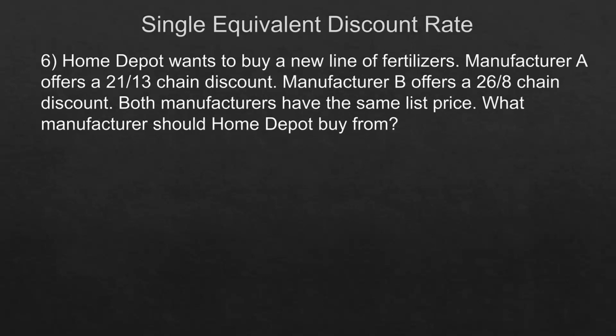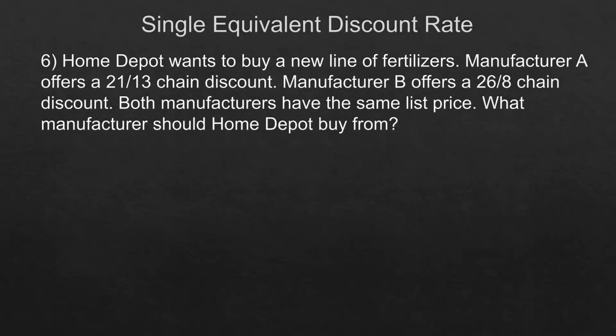Okay, so we're going to continue this lesson about trade discounts. Right now we're going to be talking about the single equivalent discount rate. For this question, Home Depot wants to buy a new line of fertilizers. Manufacturer A offers a 21.13 chain discount and manufacturer B offers a 26.8 chain discount. Both manufacturers have the same list price. What manufacturer should Home Depot buy from?